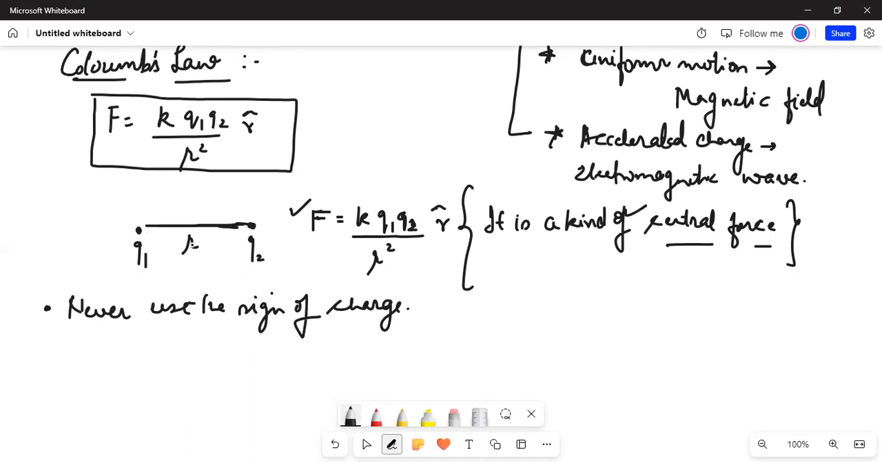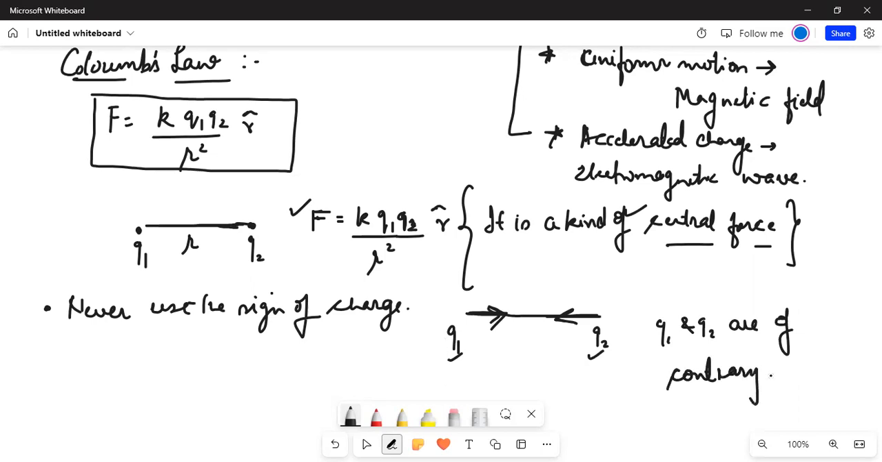For example, if Q1 and Q2 are charges of contrary nature, that is, if Q1 is positive and Q2 is negative, or Q1 is negative and Q2 is positive, then the force will try to attract. Q1 will also attract Q2 if they are of contrary signs. And if Q1 and Q2 are of similar signs, then they will try to repel each other. Is that clear? I think this is quite clear.